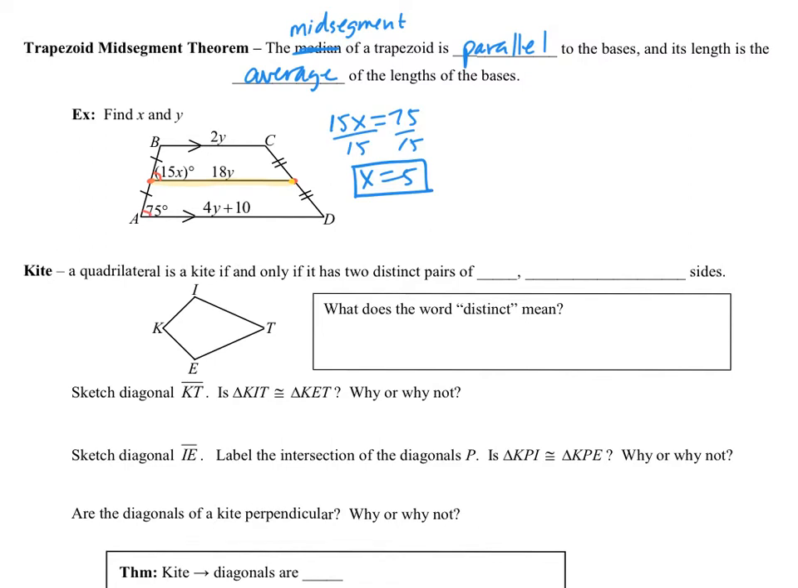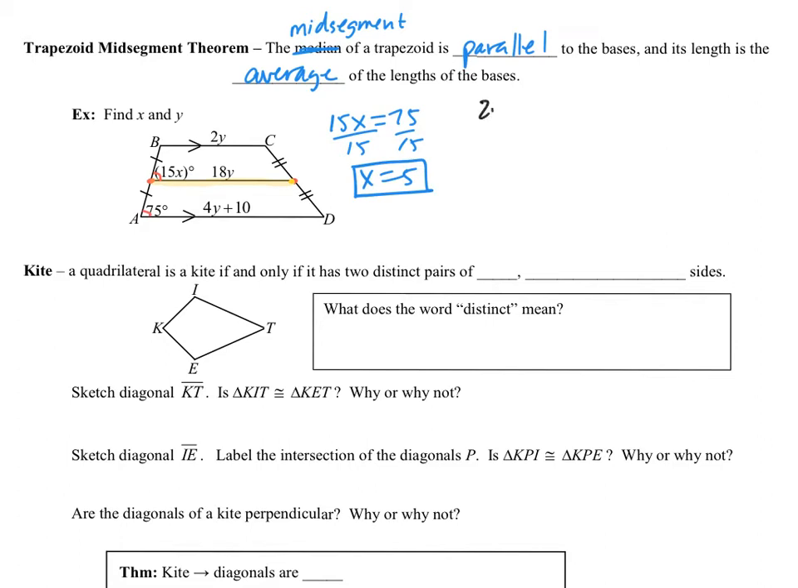Now to find y, let's use the second part of the theorem that says that the length of the midsegment is the average of the lengths of the bases. So how do you get an average of two lengths? You add them together and divide by 2. So if I take the lengths of the two bases, add them together and divide by 2, I know that's going to be equal to 18y. So let's go ahead and do that.